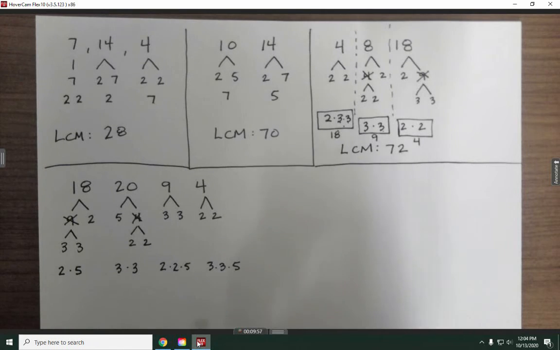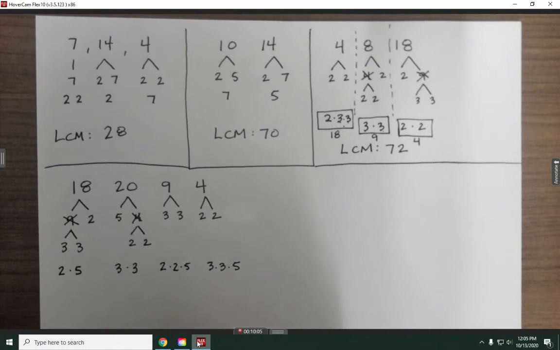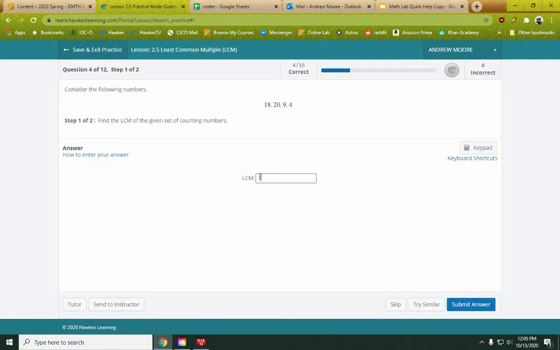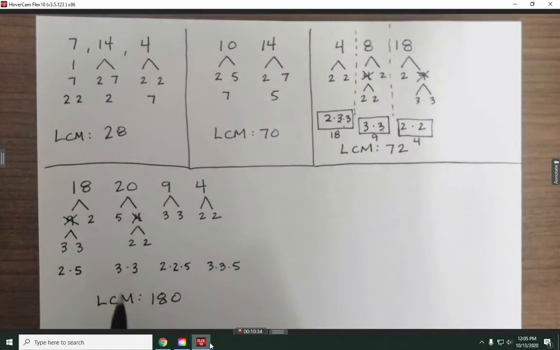Okay, so if we multiply these together, this one's kind of the one I want to go with. This one's already 20 right here, and 3 times 3 is 9, and 20 times 9 gives us an LCM of 180. So once again, we're looking to see what these numbers divide into, and what we added on the bottom is going to give us our answer.